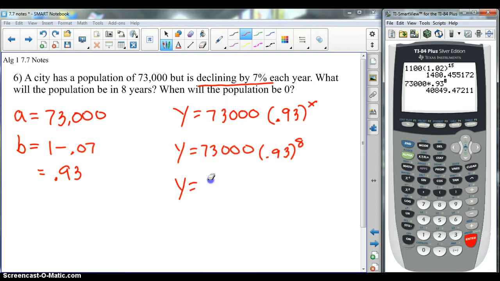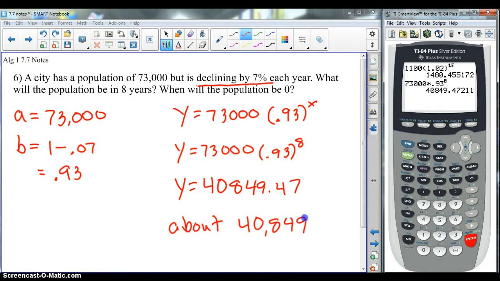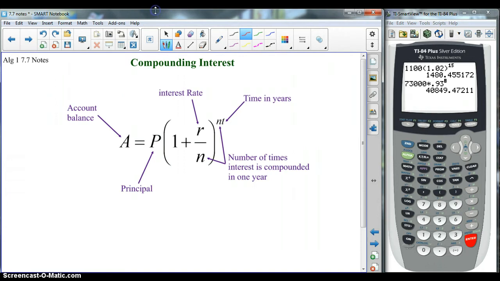And in this case, y would equal about 40,849.47. So basically, again, we're talking about human population here, so we're not going to have 47 hundredths of a person, but something like 40,849 would be okay. And you could probably argue that something even more rounded than that, like perhaps 41,000, might even be more appropriate. But in any case, that town is quickly losing population.